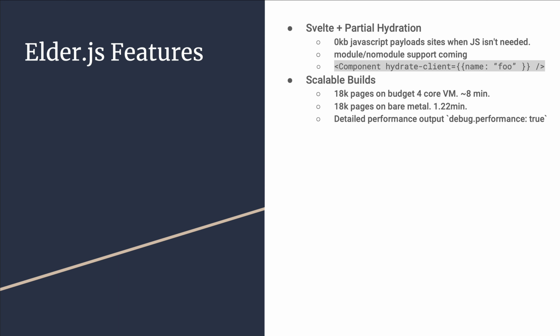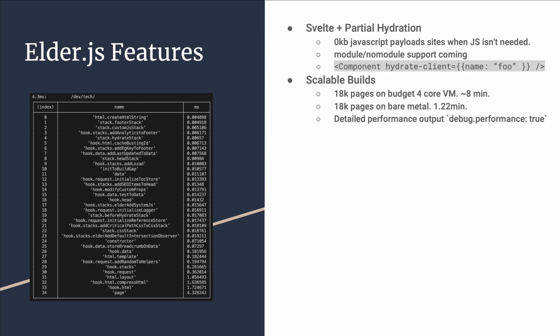Scalable builds. An 18,000 page site runs on a 4-core VM in about 8 minutes. 55% of that in my testing is all in waiting on the database. So could be much quicker depending on what you're building. The same site on a bare metal box builds in a minute and 22 seconds. You get some detailed performance logs that look like this. Pretty sweet. Basically, everything's built around performance. Hooks, I'll talk about that on the next slide.